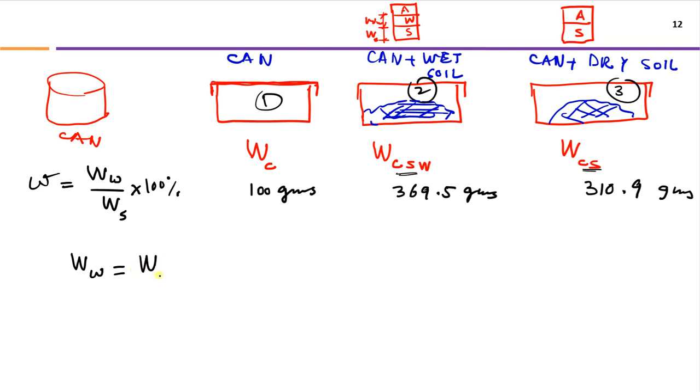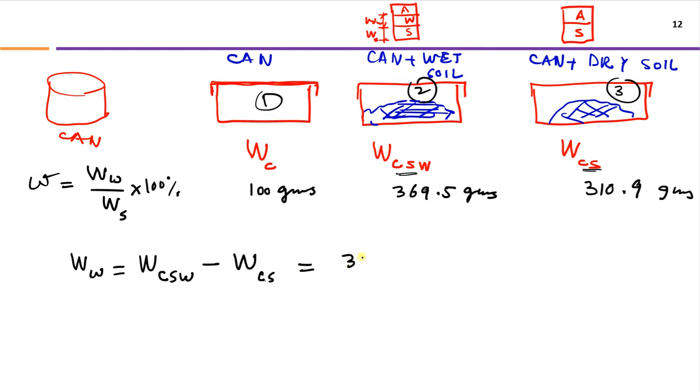It is W_CSW plus, minus, not plus, minus, because we are subtracting the weight of can plus solid. It is weight of can, solids, water, minus weight of can and solid. So what will happen? The weight of can is going to cancel out, the weight of solids is going to cancel out. What will be left is the weight of water.